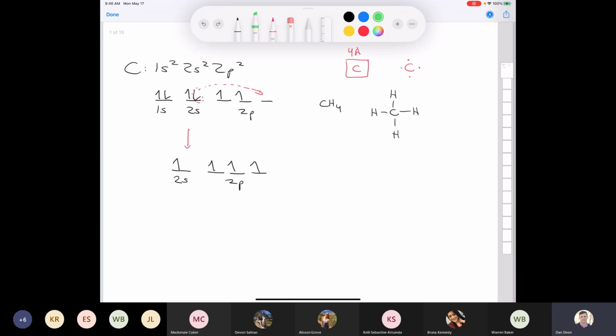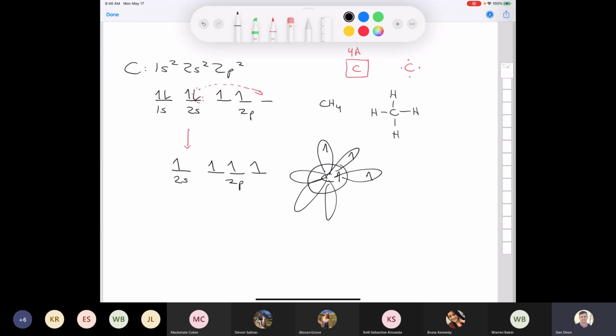Now I've got a major problem because I've got a carbon atom that has an s orbital, which is a sphere, with 1 unpaired electron in it. And I've got 1, 2, 3 p orbitals, and each one has an unpaired electron in it. That doesn't explain the bonding in CH4.